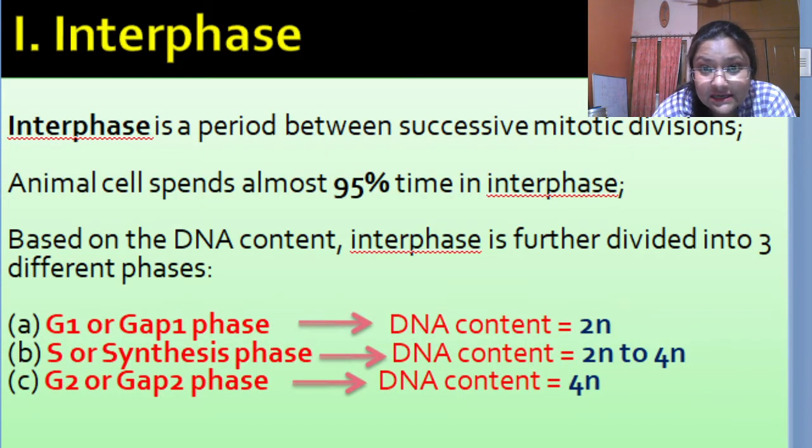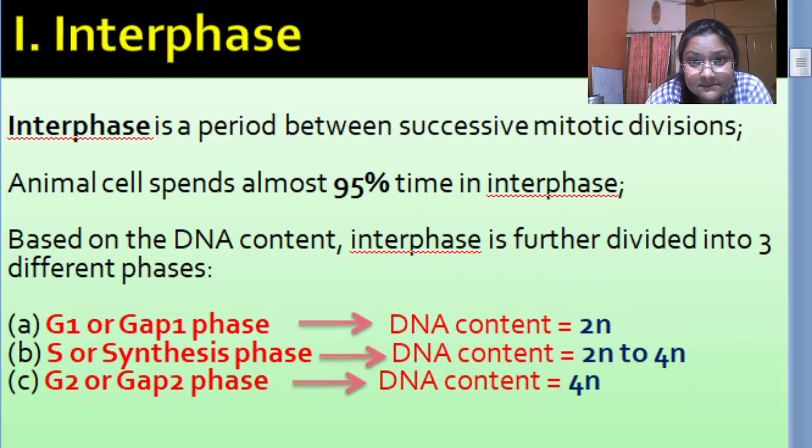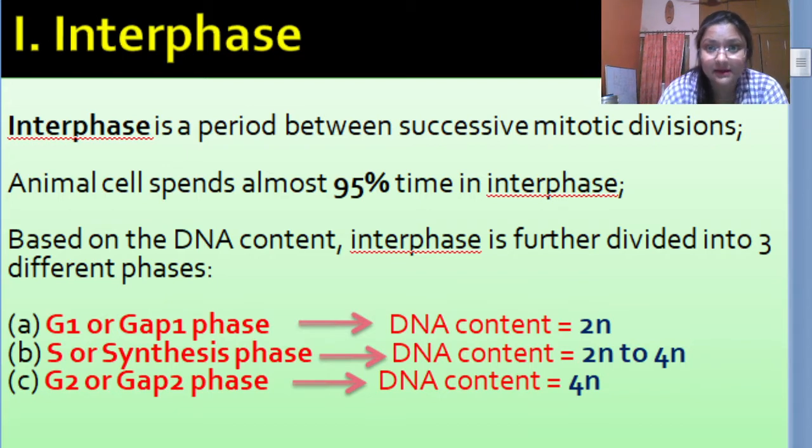Now let us discuss interphase. It is a period between successive mitotic divisions. Within this phase, the cell prepares itself for mitosis basically. And animal cells, as already shown in blue color, spend 95% of the time in interphase.